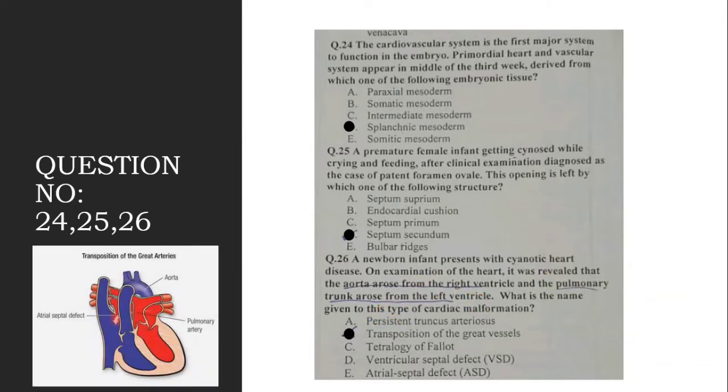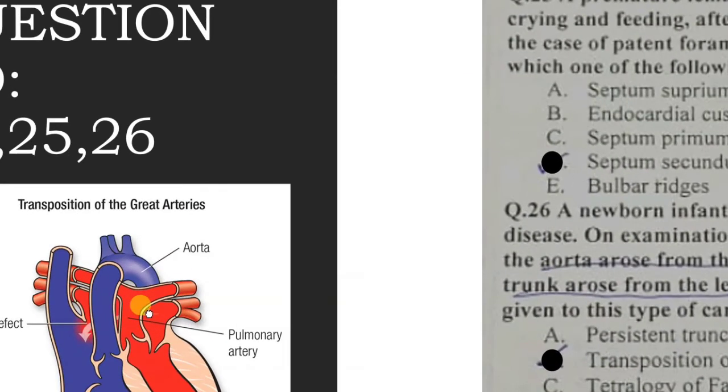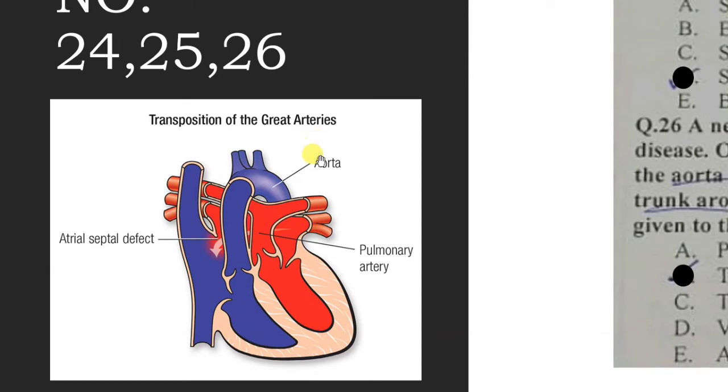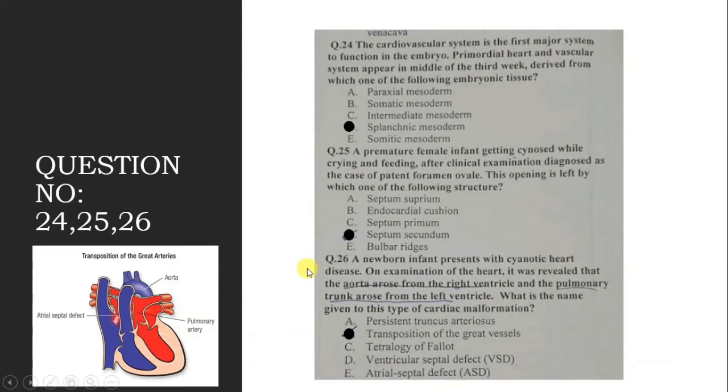I have a figure you can see here. This is showing the transposition of the great arteries. This is the aorta, but in this case it is arising from the right ventricle, while the pulmonary trunk is arising from the left ventricle. This is due to the abnormal formation of the aorticopulmonary septum.